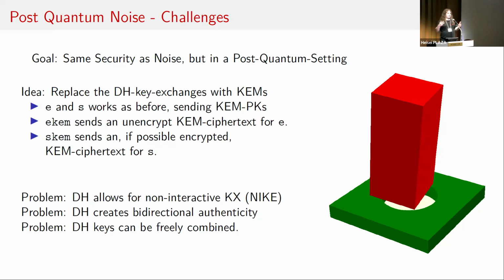You can also combine these Diffie-Hellman secrets freely, whereas with a KEM, you have a public key and you have a ciphertext. And if you try to use the ciphertext as a public key, I don't know what you're supposed to do there. There's no clear solution there.